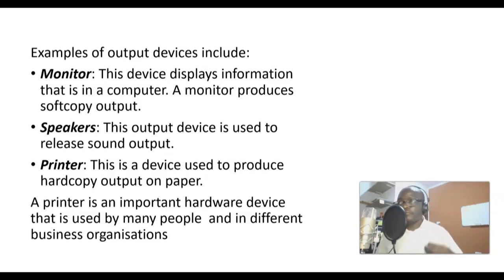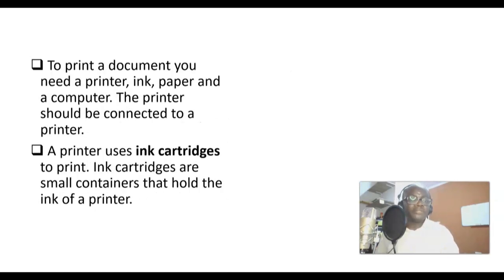It is used in different business organizations. So let us just speak a few more things about a printer. To print a document, you need a printer, ink, paper, and a computer. So it does not mean just having a printer then you will be able to print out things. No. You need to connect it to a computer, and then you need paper, and then you need ink in a printer for it to be able to print.